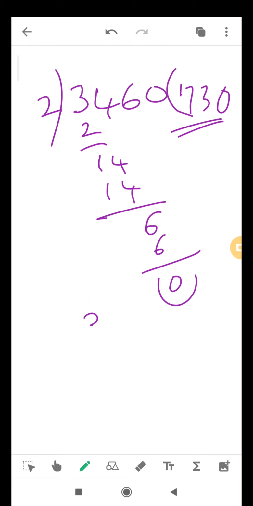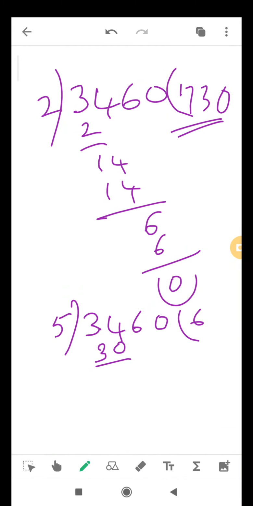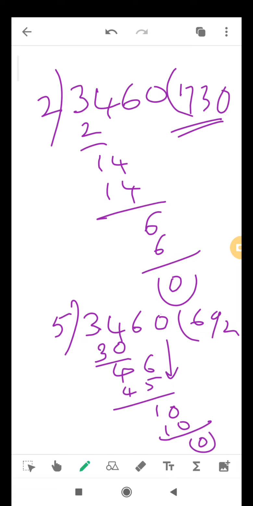Now let us see, is it divisible by 5? Okay. Now how much? 5 6s are 30. 4 will come, 6 carry. 5 9s how much? 45. 1 remains. Take 0. This 0 here. So 10. 5 2s how much? 10. Okay, remainder is 0. So therefore 3460 is divisible by 5.